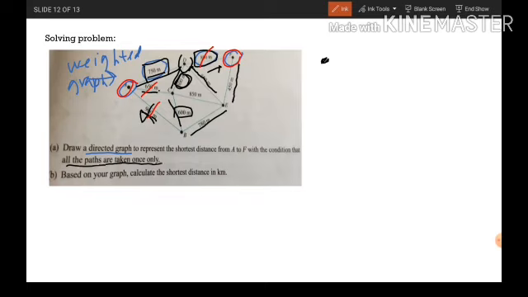Okay, so now let's draw the graph. So this is A, then we've got D, C, B, E, and F. Plot A, D, C, B, E, and F, like this. So this is for question A.